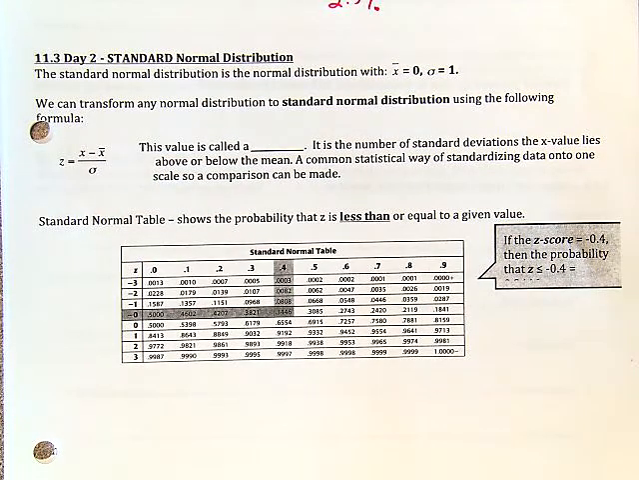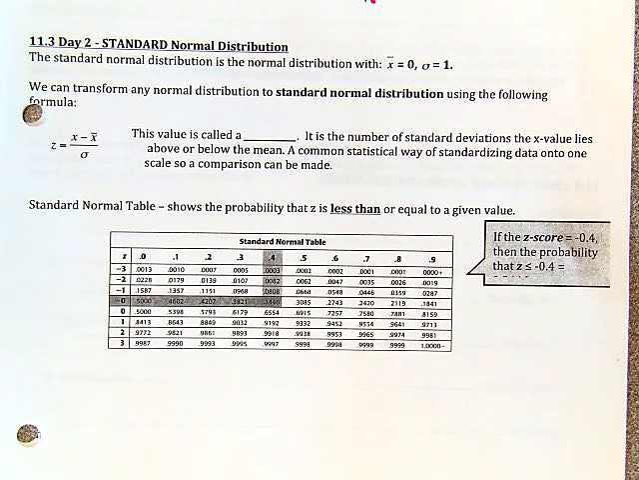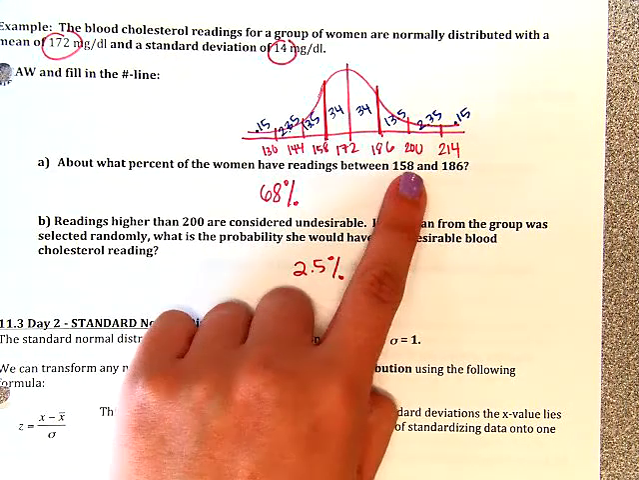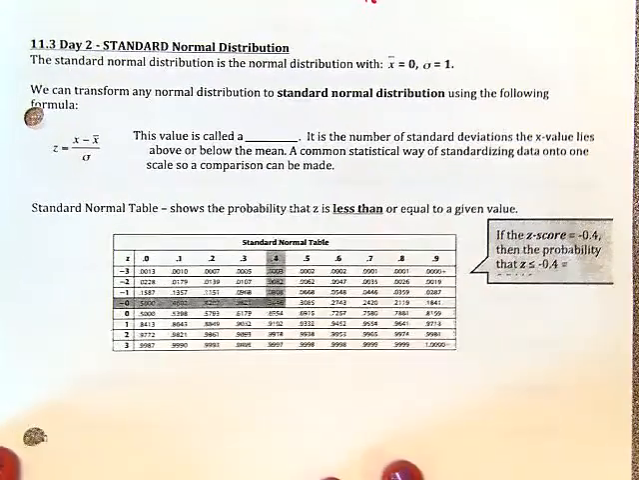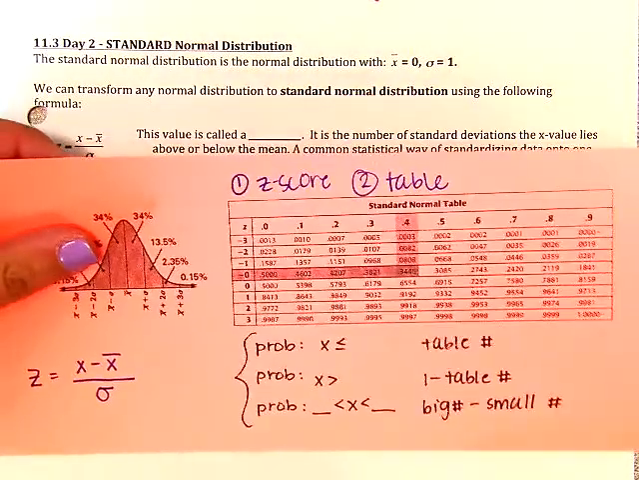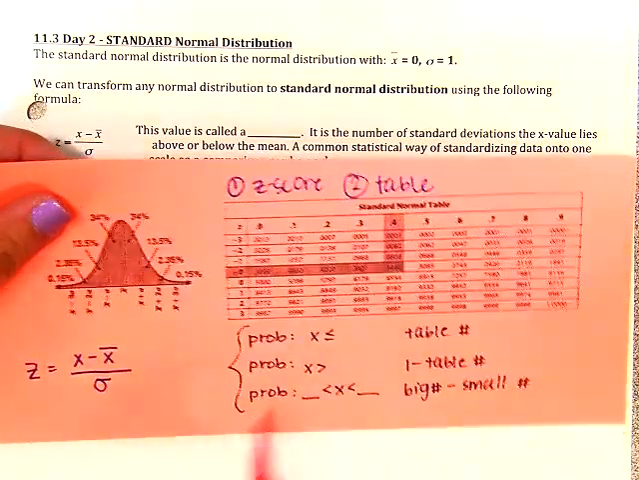Okay, 11.3 day 2 notes is standard normal distribution. So this is when we can't do it off the bell curve. Yesterday we did the bell curve. Now if our numbers aren't on the bell curve, what do we do? We use the table, which hopefully you got one of these from me. It's got all this information on there. It's got the bell curve, it's got the formula, all that stuff.